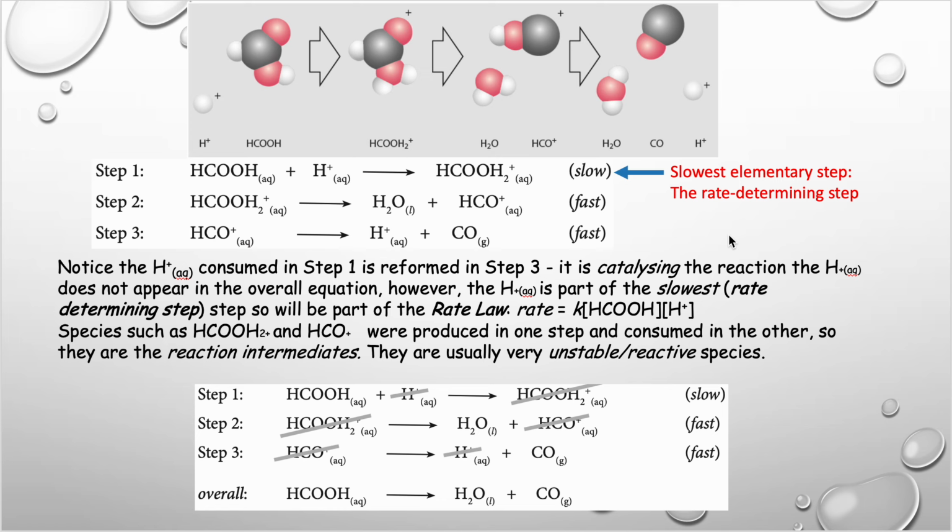The slowest elementary step is the most important step because we call it the rate determining step. This is going to decide the entire rate law, because this is taking the most time, and this is the hardest and the slowest, this is going to decide everything.